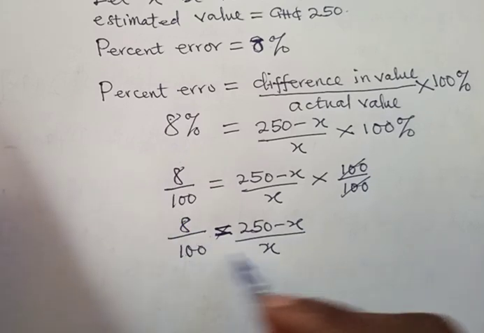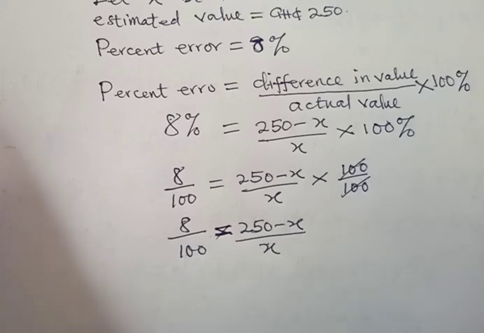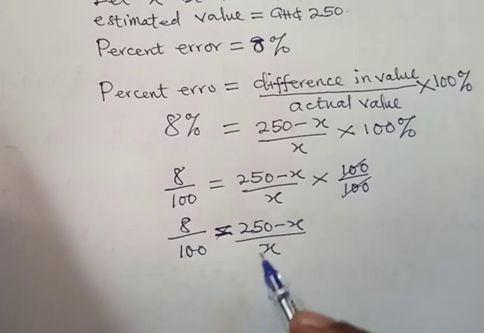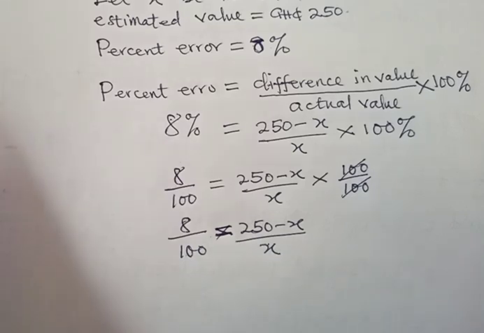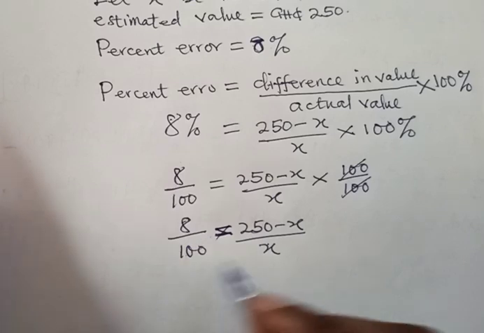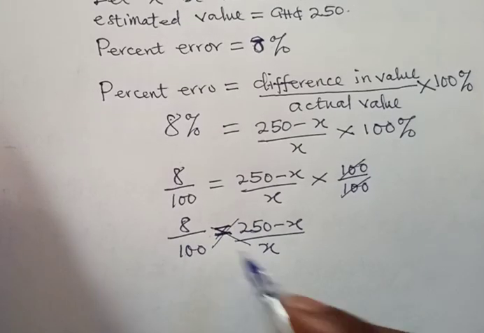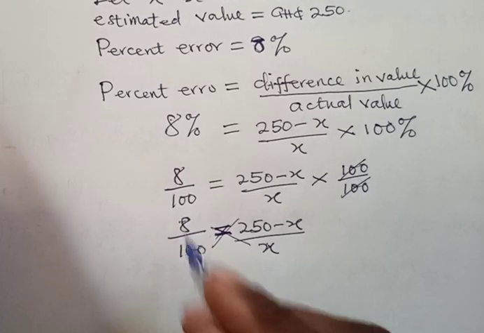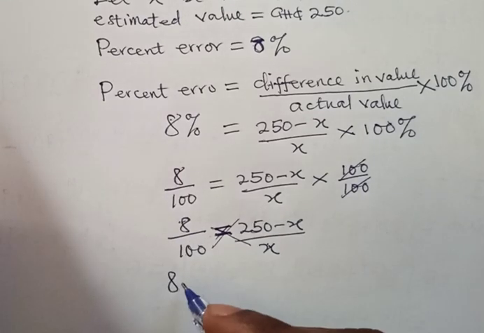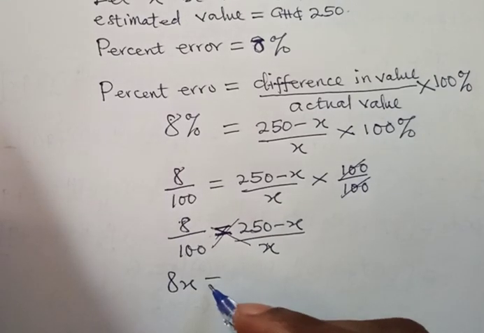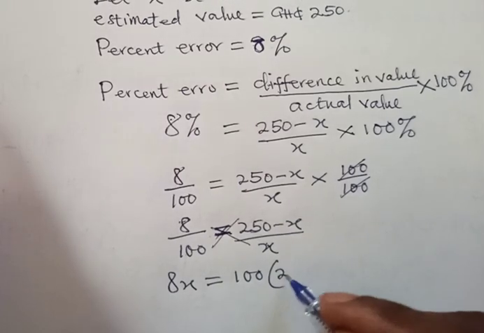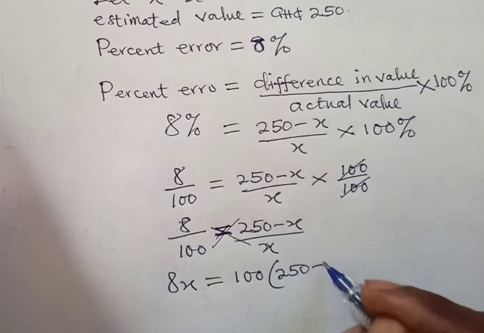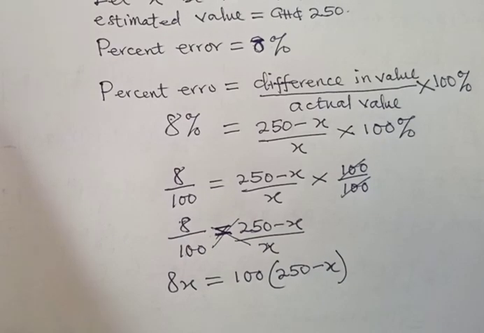So what would be the LCM? The LCM is 100x. But I think doing cross multiplication will be easy for us. So here we can do cross multiplication like this. So x will multiply this, which is 8x, which is equal to 100 going to multiply the whole of this. Have you gotten the point?